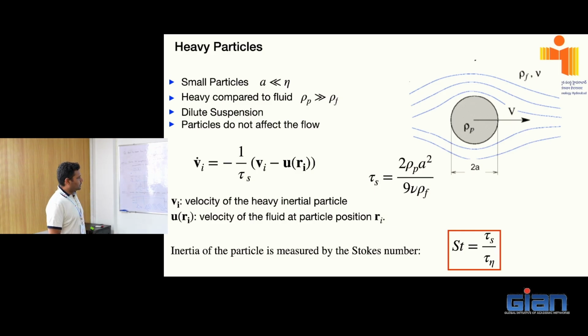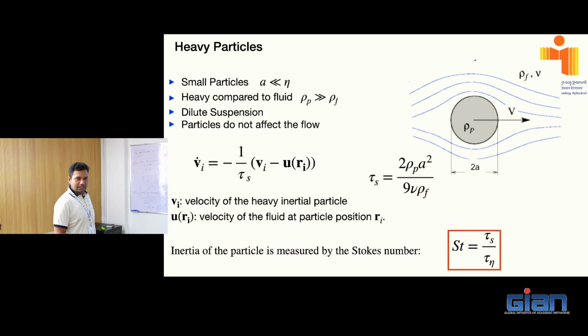Now what one can do is define a dimensionless number for these quantities. So tau s is nothing but the corresponding particle time scale, and tau eta is the flow time scale. And based on this ratio, using this number, you can actually say what is the sweet regime where you would like to be to understand the dynamics that we are going to focus on. Okay.